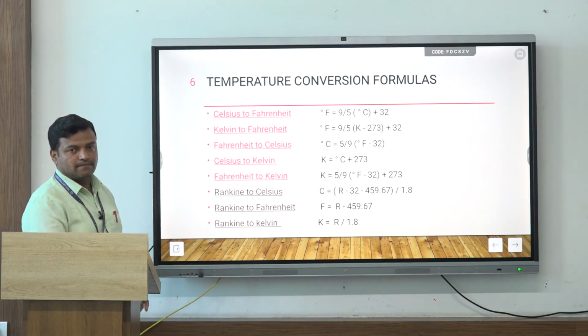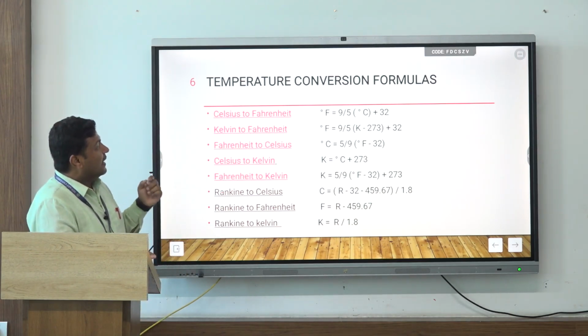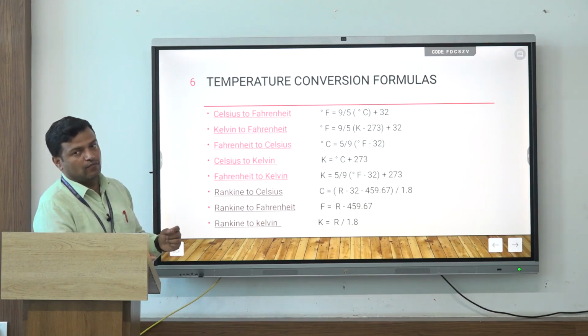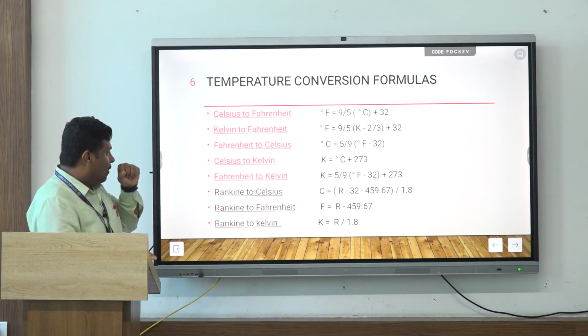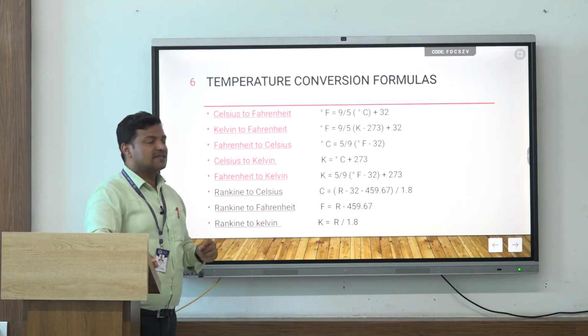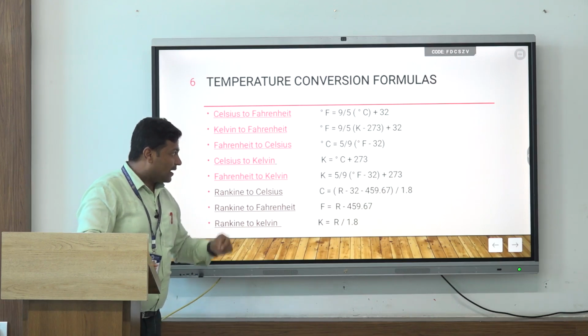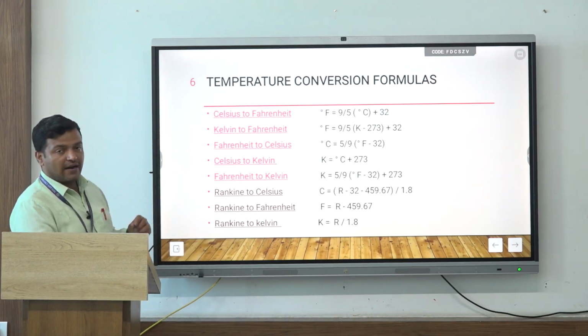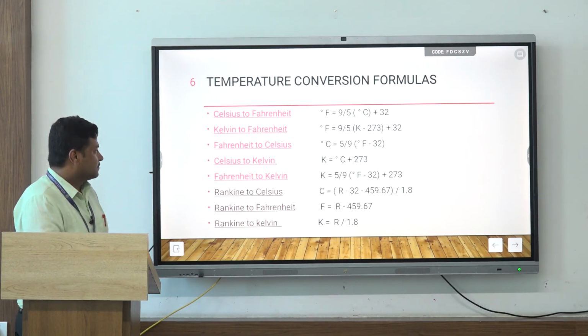Celsius to Fahrenheit. The formula is 9 by 5 times degrees Celsius plus 32, which will convert Celsius to Fahrenheit. Second, Kelvin to Fahrenheit: 9 by 5 in bracket Kelvin minus 273, plus 32, which will give you degrees Fahrenheit. Fahrenheit to Celsius: 5 by 9 in bracket degrees Fahrenheit minus 32, which will give you the scale in Celsius.